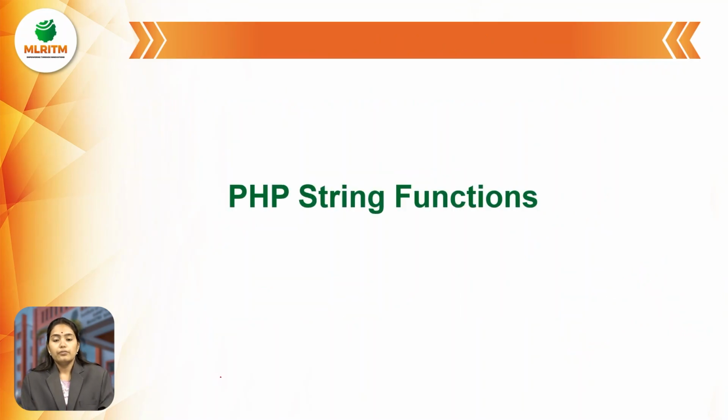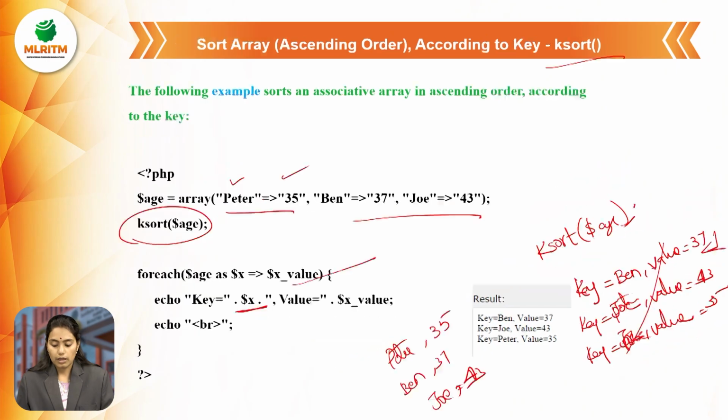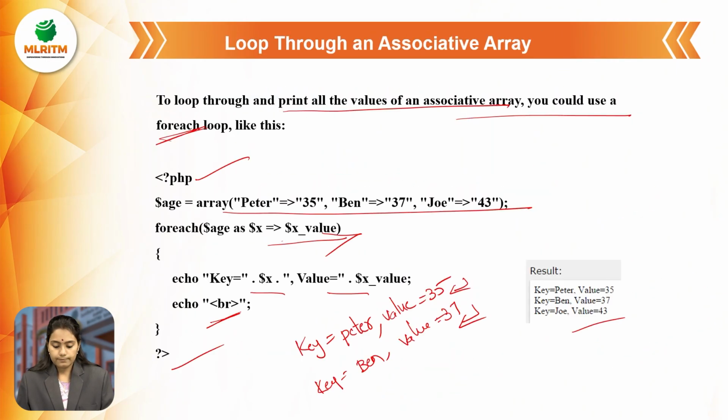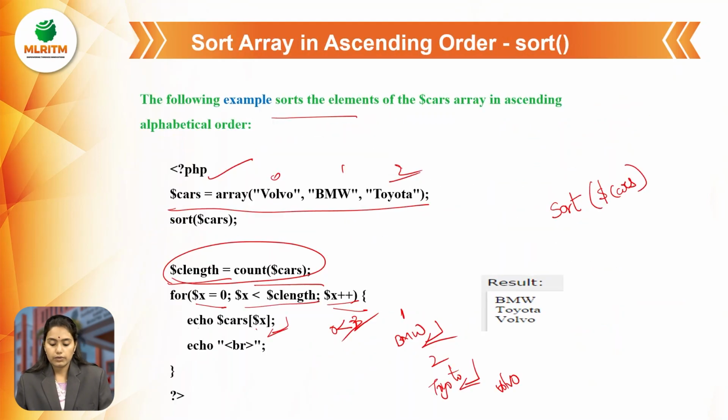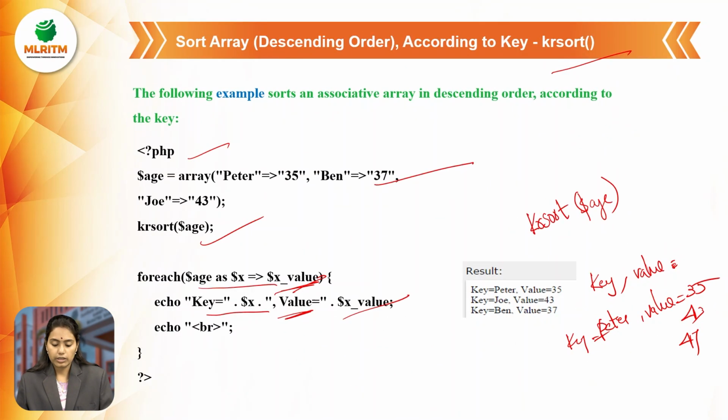Coming to with this array, right? Array is nothing but something which can hold one or more values, and in that we have three types: indexed array, associative array, next sorting arrays, with the looping through associative and everything. Now let's see the string functions.